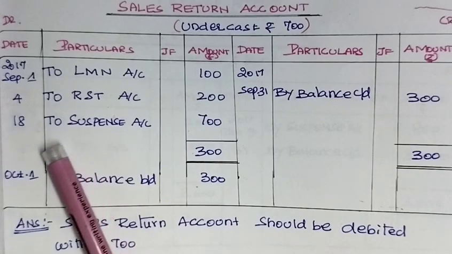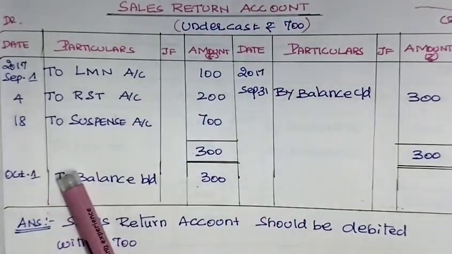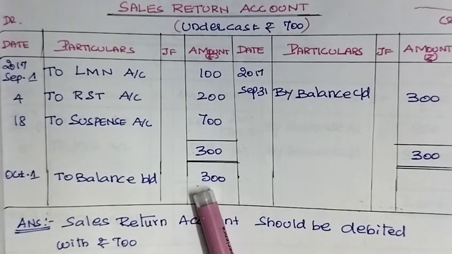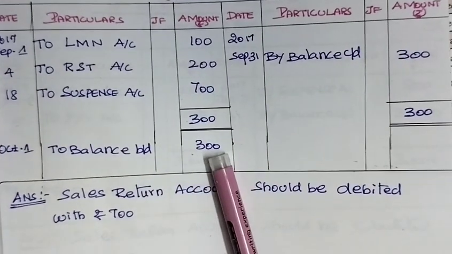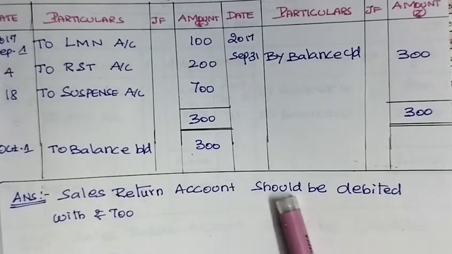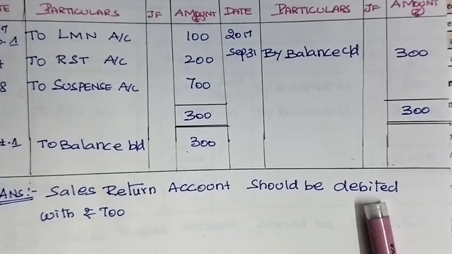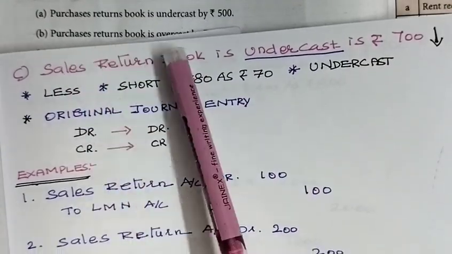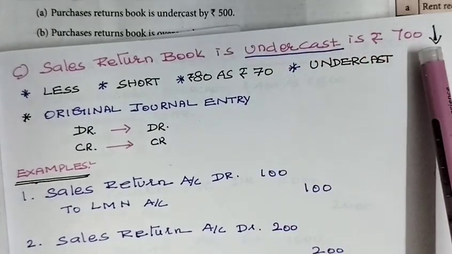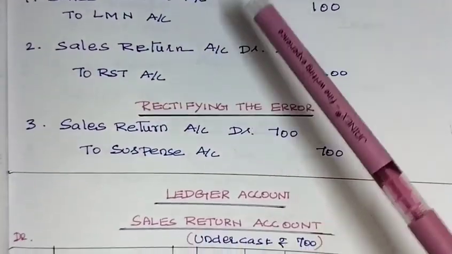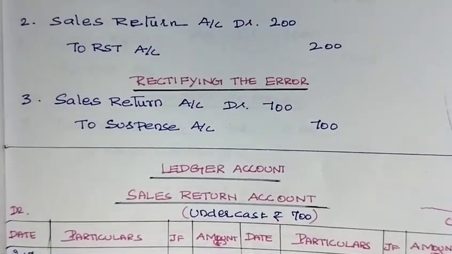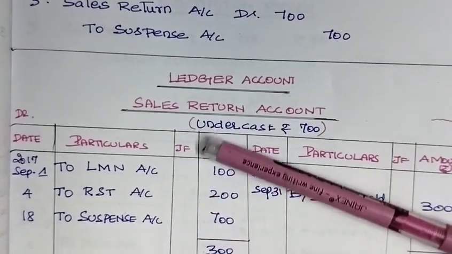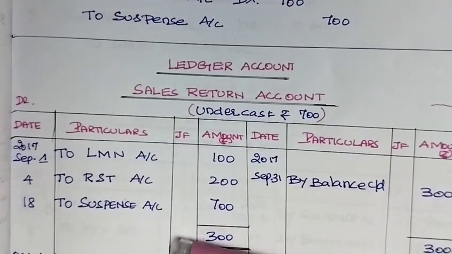Listen here carefully. Where does the sales return account show? The sales return account appears on the debit side. Okay, so the sales return account should be debited. Listen, what is the transaction? What is the question? Sales return book is undercast by rupees 700, right? So before this we discussed examples of the original journal entry and the original ledger account. Okay, let's see.